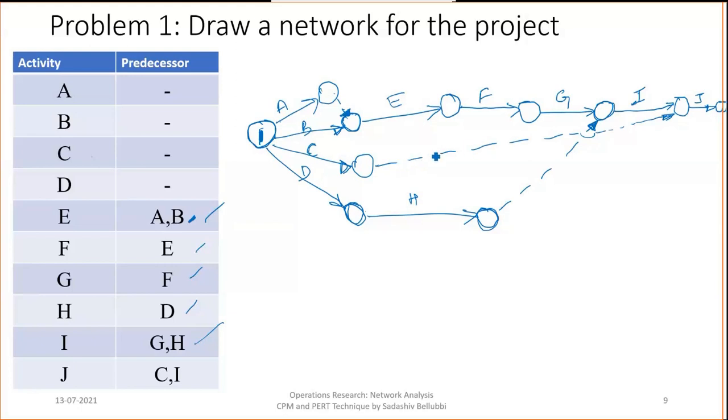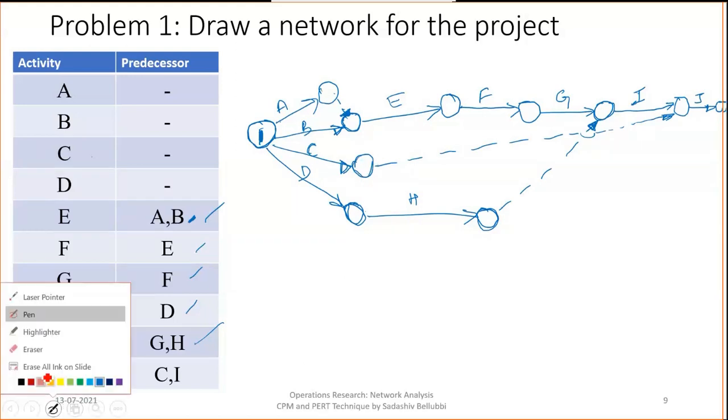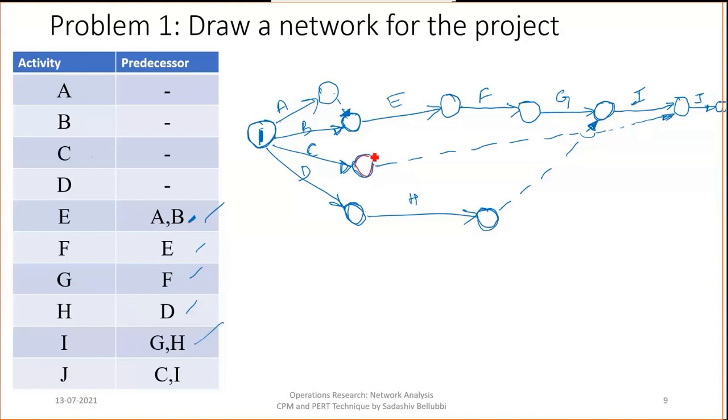So directly joining this node at this place, we can remove this dummy activity. And at the same time, this H also, you can remove this one, by joining these two nodes, this one as well as this one. So we can remove both the dummy activities, but we cannot remove this.